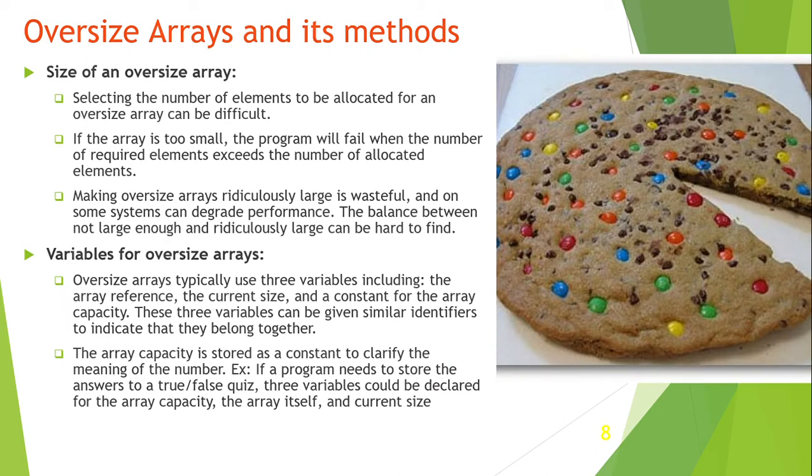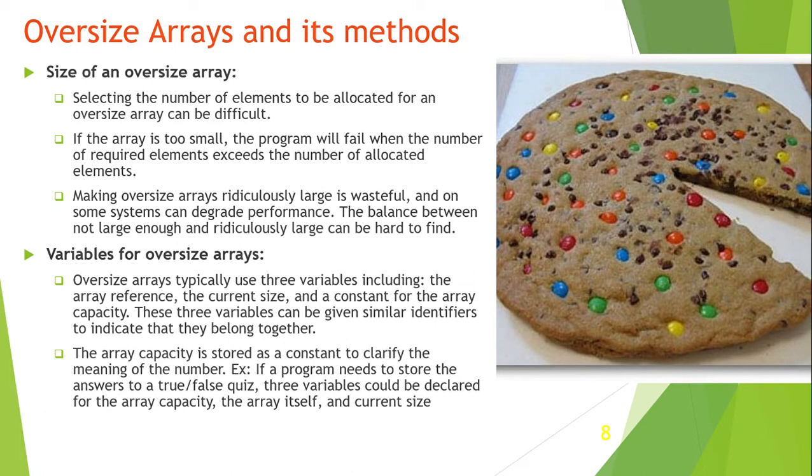Size of an oversized array. Selecting the number of elements to be allocated for an oversized array can be difficult. If the array is too small, the program will fail when the number of required elements exceeds the number of allocated elements. Making oversized arrays ridiculously large is wasteful, and on some systems can degrade the performance as well. So the balance between not large enough and ridiculously large can be hard to find.